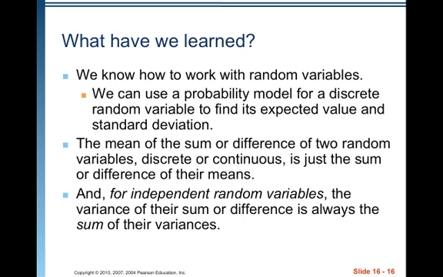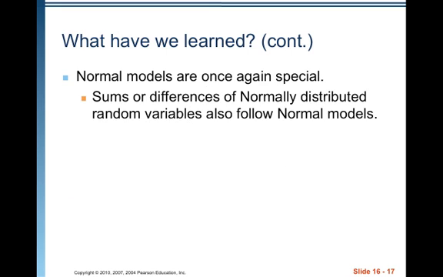So we've learned how to work with random variables, and we can use a probability model for discrete random variables to find its expected values and standard deviation. The mean of the sum or difference of two random variables, discrete or continuous, is just the sum or the difference of their means. And for independent random variables, the variance of their sum or difference is always the sum of their variances. Normal models, once again, are very special. Sums or differences of normally distributed random variables also follow normal models.